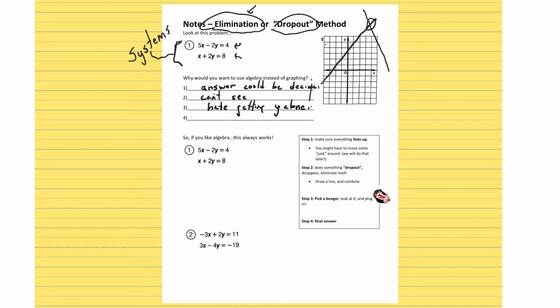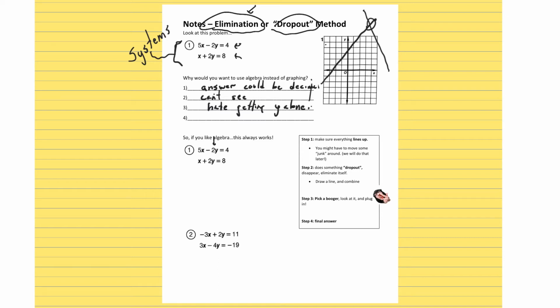Okay, so when we look at this problem, here's our steps. Step 1: make sure everything lines up. Meaning, you have to have your x's lined up, your y's lined up, your equal signs lined up, and your regular numbers lined up. After you have that, you're going to look for something that drops out. Now, the question is, what drops out? In other words, is it the x's or the y's? Most of you guys can see that the y's are going to drop out. One's a -2, one's a +2.